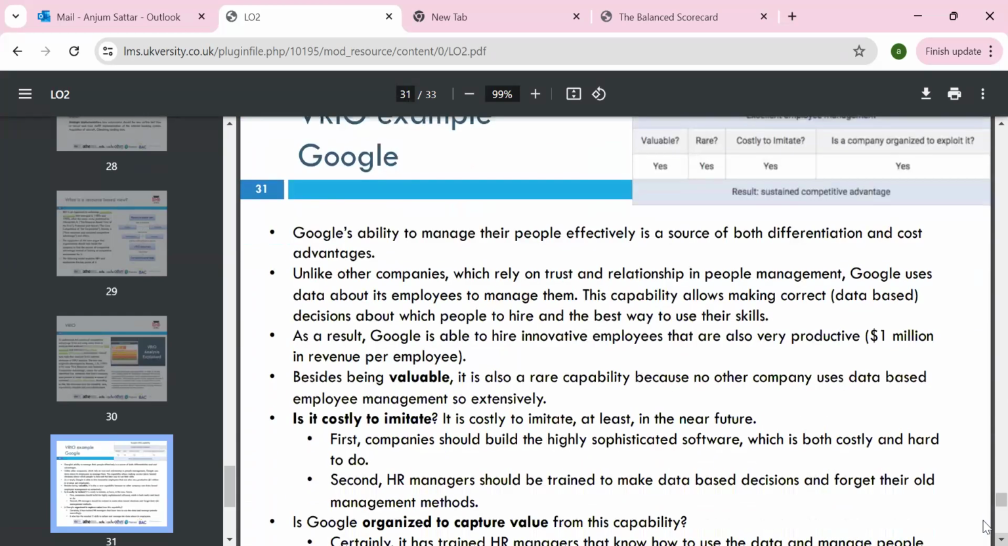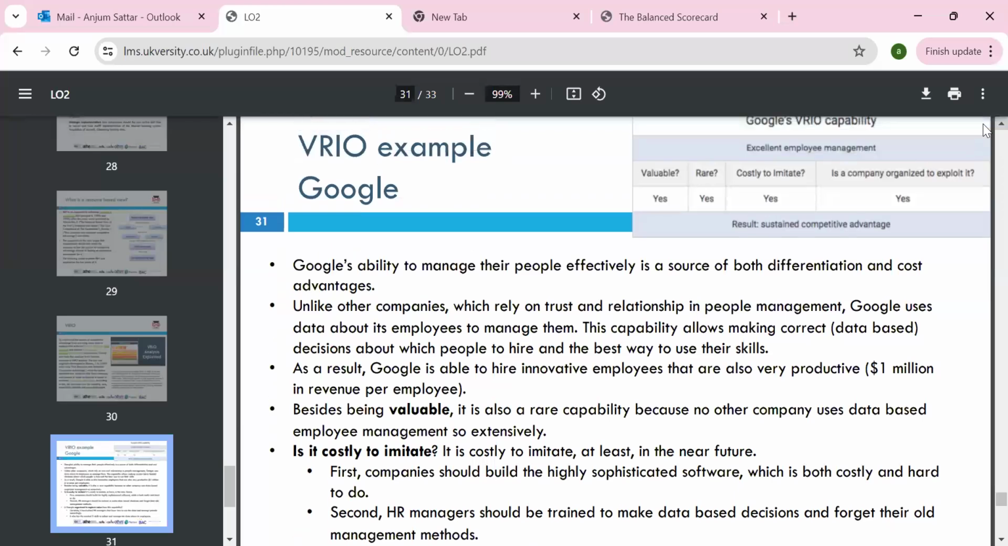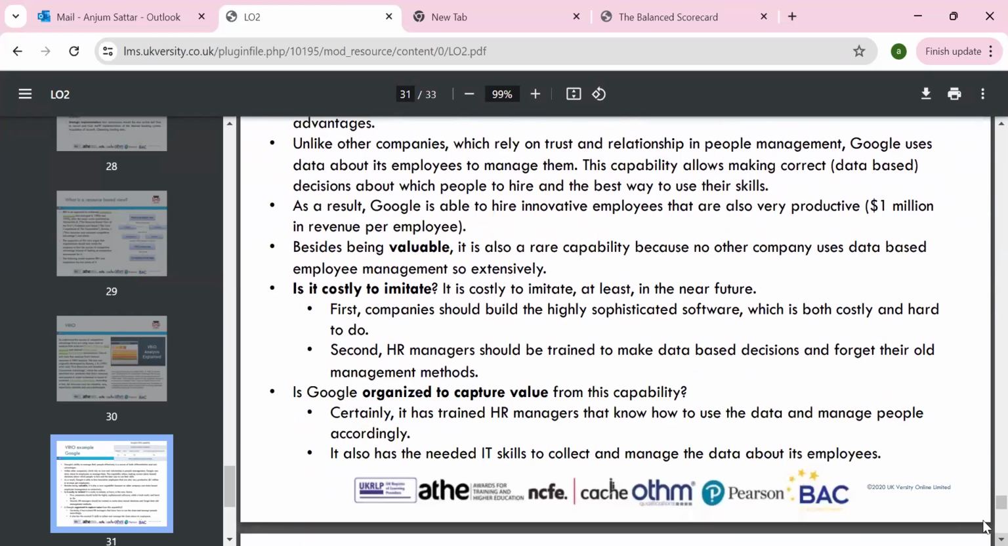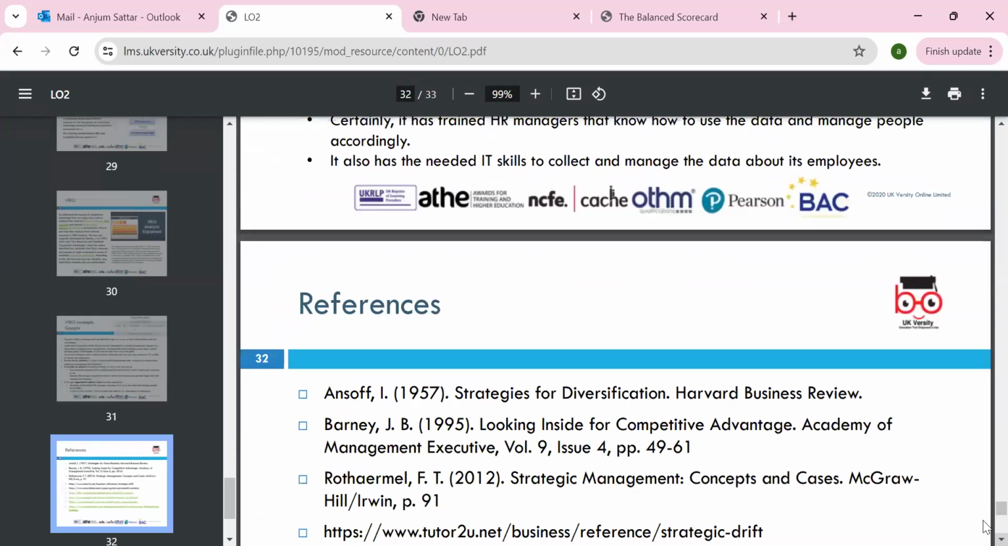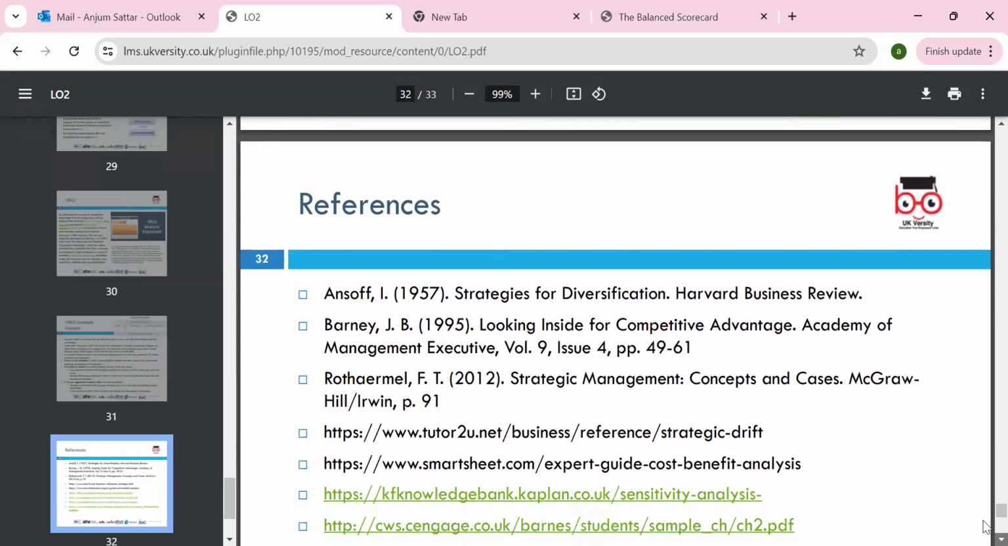VRIO model, Google as an example, so we can look at it. There is value brought at every step they use. It's rare for competitors to copy. Imitate: is it yes, and the company is organized to exploit it, yes. So we can look at how Google creates its value, what the cost of imitation is, at least in the near future, and how it organizes and captures the value, so that is the competitive advantage. That's what we can look at.